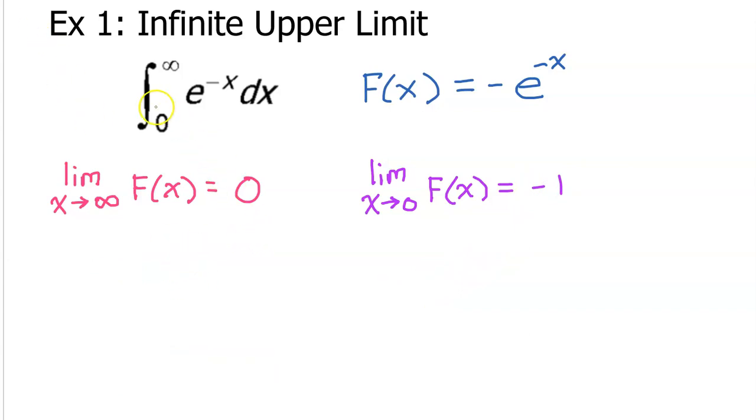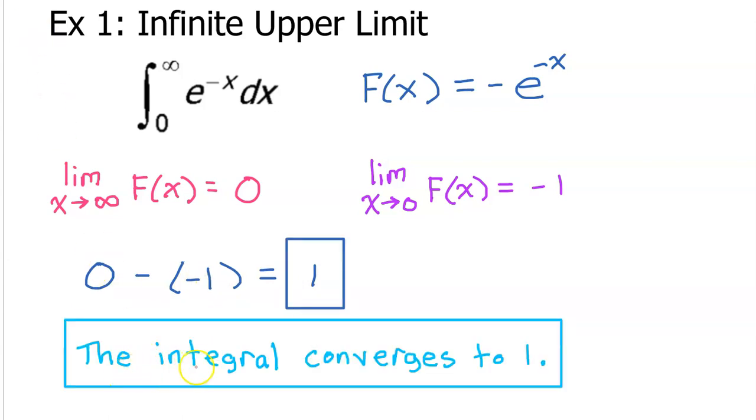You know how we usually evaluate a definite integral by finding the value of the antiderivative at the upper limit and subtracting the value at the lower limit. We are going to do something very similar now. We will take the value of the upper limit and subtract the value of the lower limit. We do 0 minus negative 1, which is positive 1. Using our vocabulary, we say the integral converges to 1.